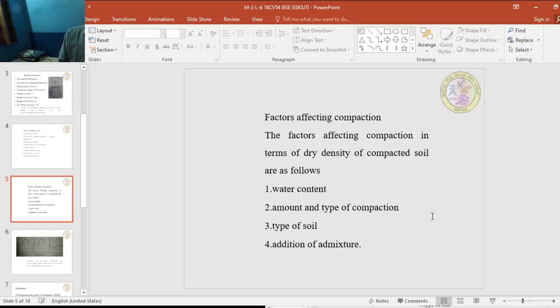Next is, what are the factors affecting compaction? The factors affecting compaction in terms of dry density of compacted soil are as follows. Number 1, water content. Number 2, amount and type of compaction. Third one is type of soil. Fourth one, addition of admixtures.